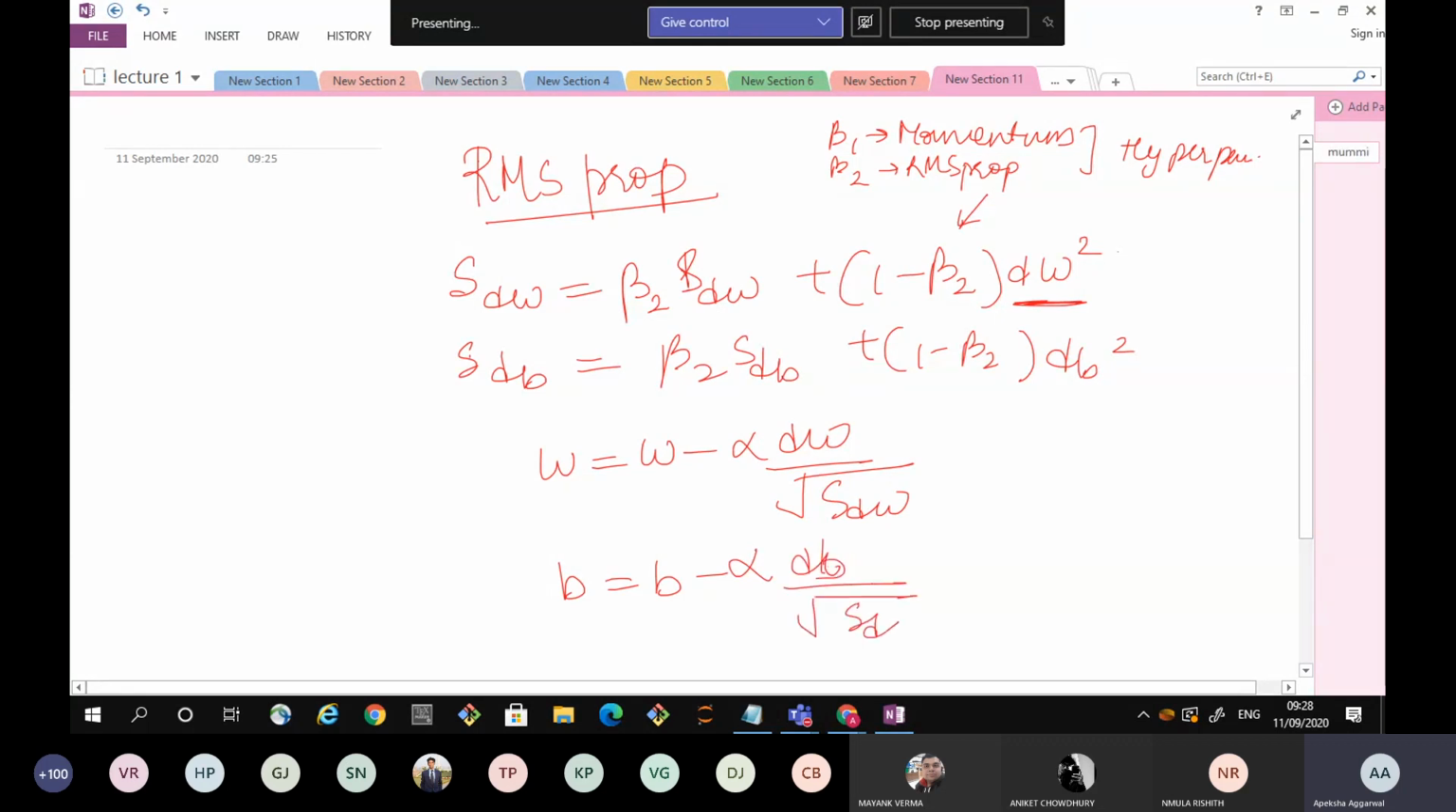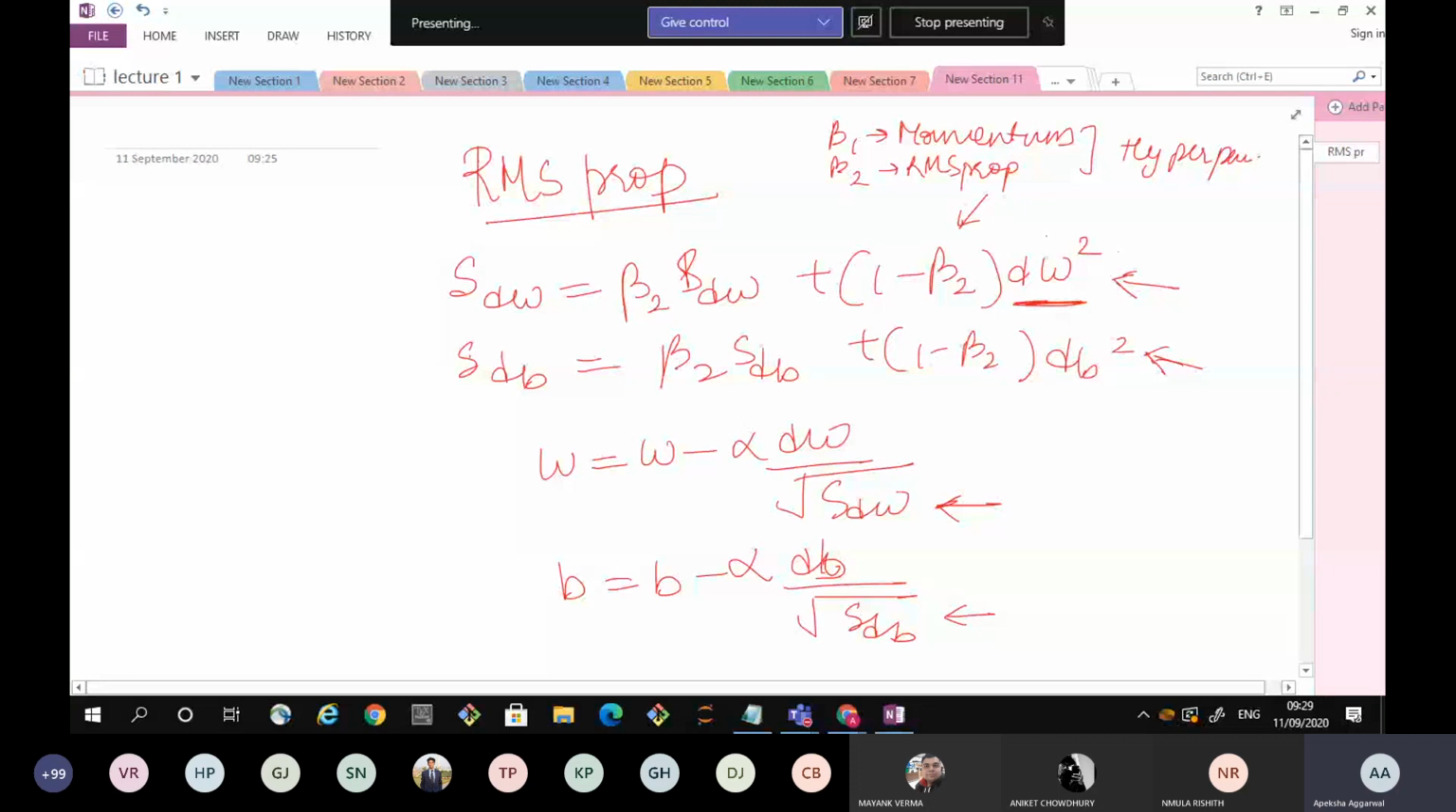So what we are doing is, instead of multiplying with a single number, we are squaring it over here, and we are dividing it by the square root. Only one difference is there. It's the same as momentum, with only one difference: we are squaring and doing square root.